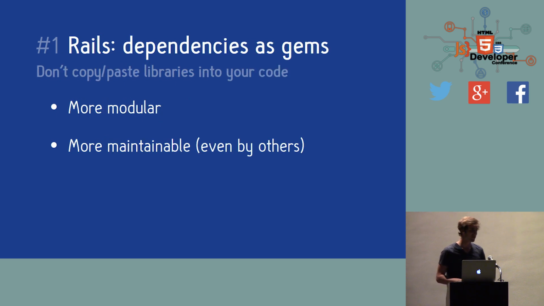The other recommendation here is don't just copy and paste your libraries into your code. I think with Rails 3 it was possible to use something like vendor assets and have that in your own project, but Rails 4 really discourages that, in a good way. If you have any other dependencies, definitely bundle them as a gem. It makes it way more modular and way more maintainable. And the nice thing is some of these gems are supported by others, so you don't have to maintain them.